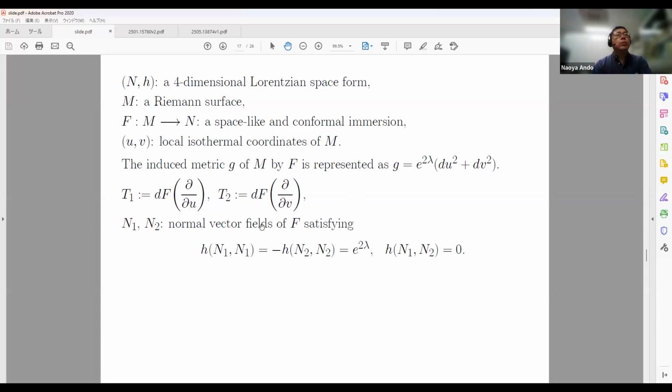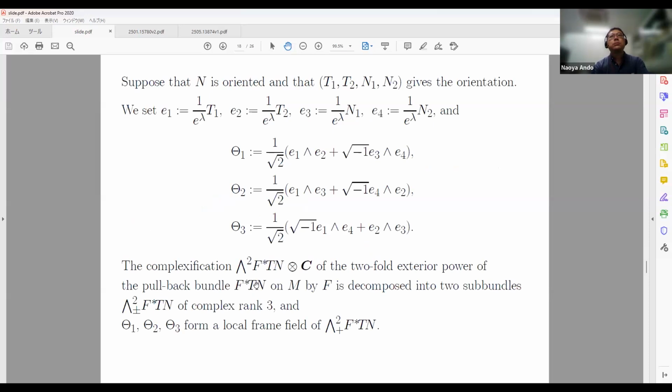As in section 1. And let T1, T2 be like this. And let N1, N2 be normal vector fields of F, satisfying these relations. Notice this minus, because the space is Lorentzian. Suppose that N is oriented and that this ordered local frame field gives the orientation of the space.